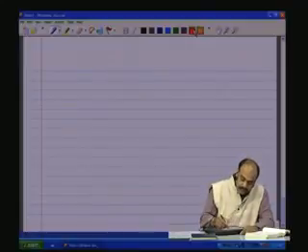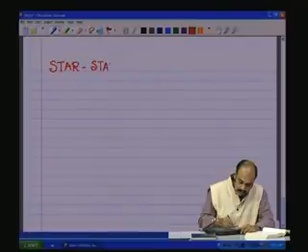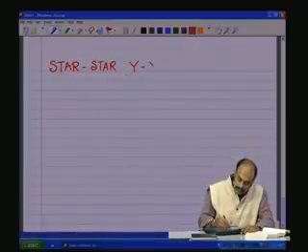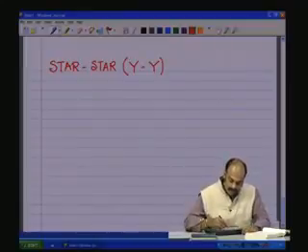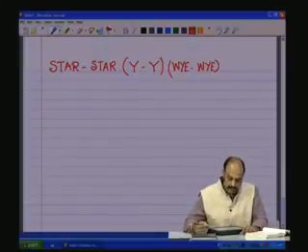Then you have the fourth one, which is the star star connection. The primary is connected in star or Y pattern, and the secondary is also connected in star or Y pattern, and that is called a star star connection or a Y Y connection. You will see both these names in the literature.